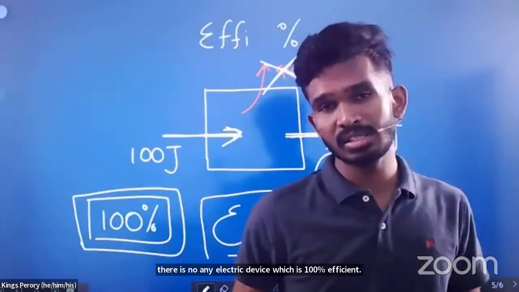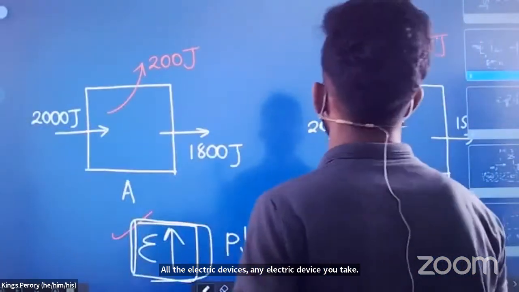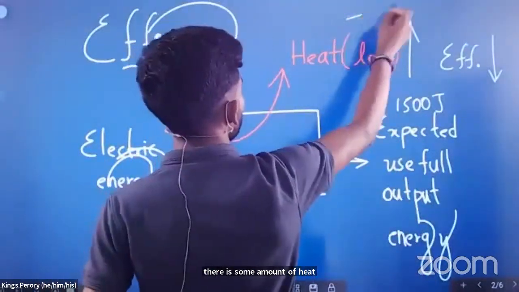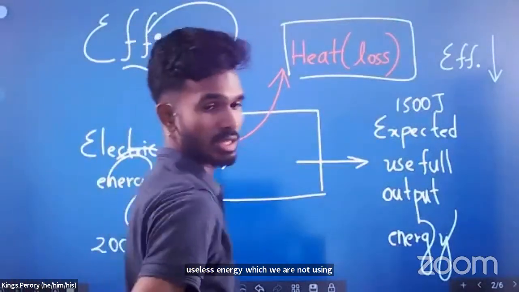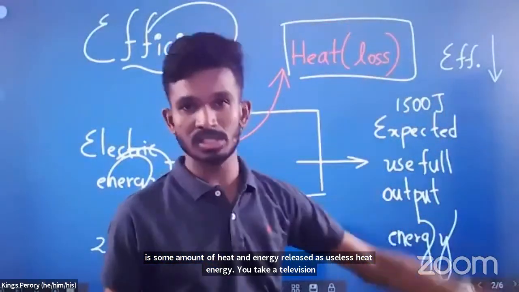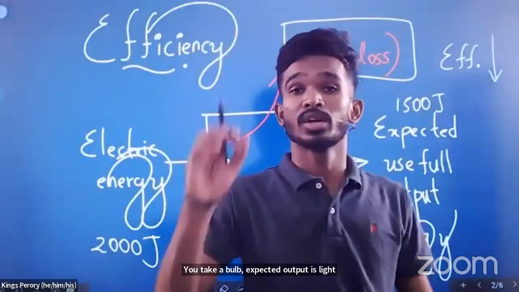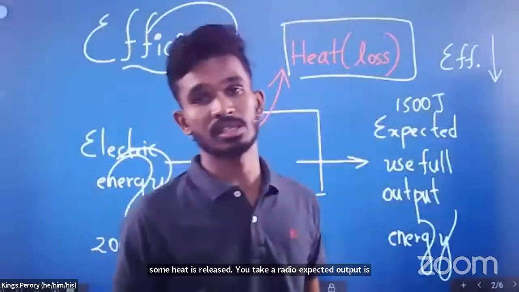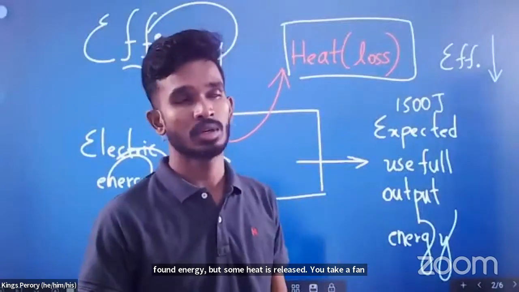Any electric device you take, there is always a loss. Some amount of heat energy is released as useless energy, which we are not using. You take a television, expected output is light and sound, but some heat is released. You take a bulb, expected output is light energy, but some heat is released. A radio, expected output is sound energy, but some heat is released. A fan, expected output is kinetic energy, but you touch the motor of the fan and heat is released.